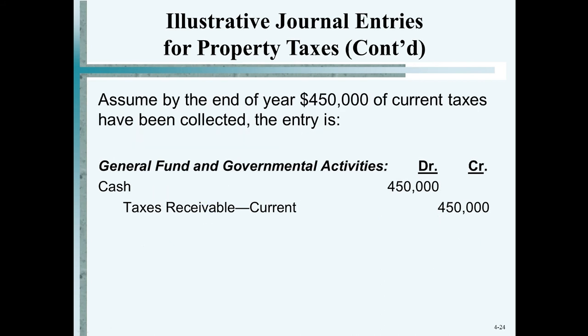Assume by the end of the year, 450,000 of current taxes have been collected. The entry is cash, 450,000, and then we have to reduce that taxes receivable. So this is for general fund and governmental activities. This looks the same.